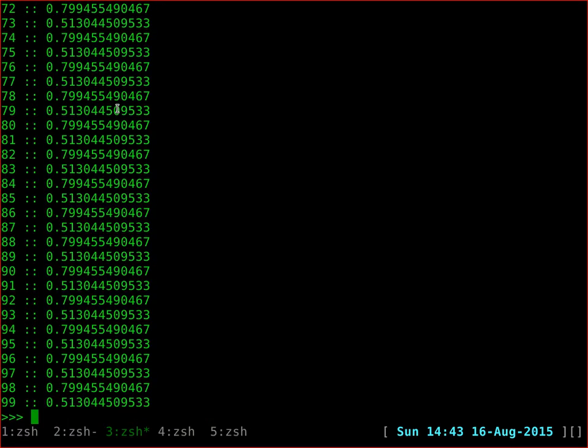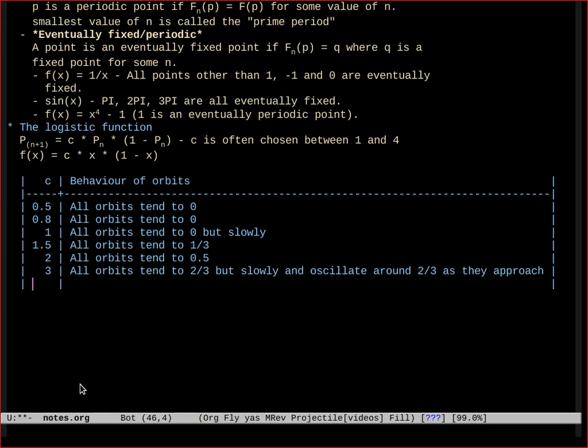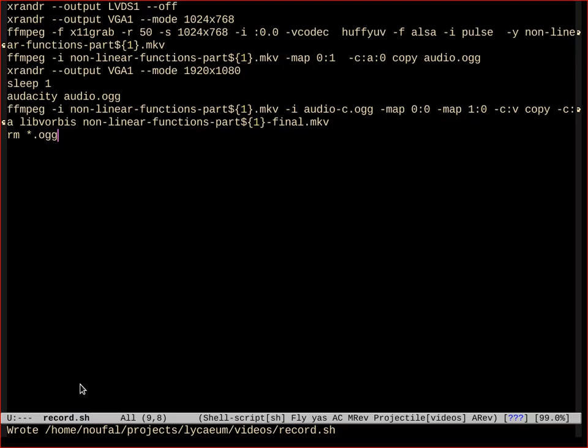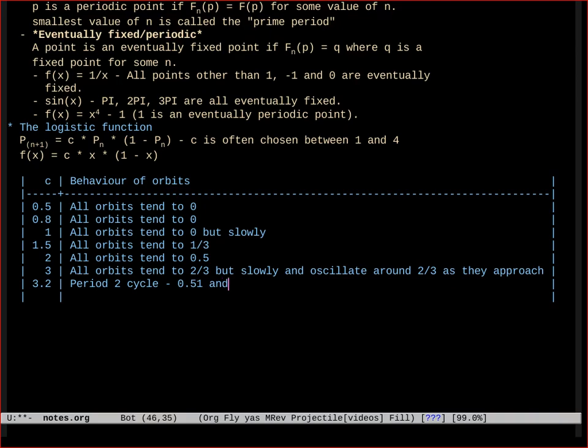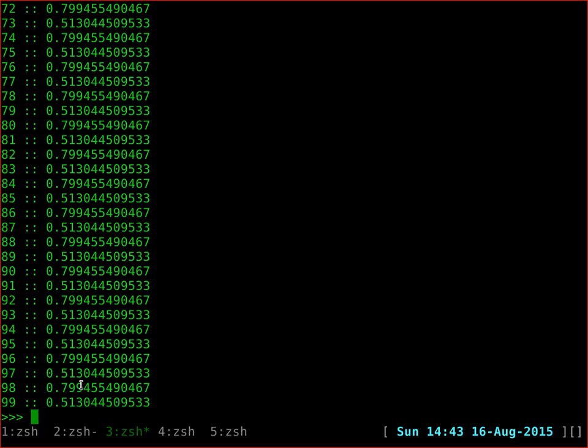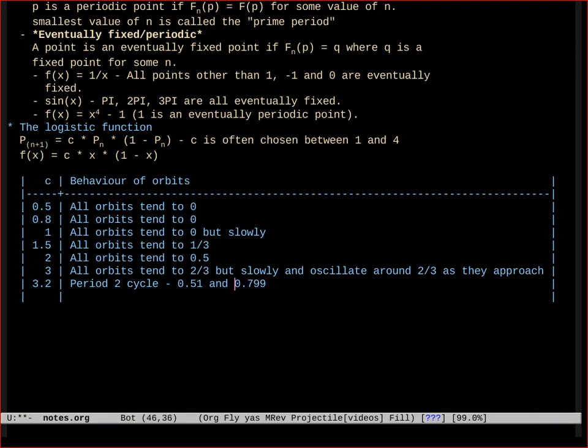Let's try another one. Let's try 3.2. Now we've gone above 3, right? Let's check the iterations. Well, this is interesting. You can see that it's 0.5, 0.799, 0.5, 0.799. It's cycling between. So if I get 3.2, you have a period 2 cycle, which is 0.51 and 0.799.